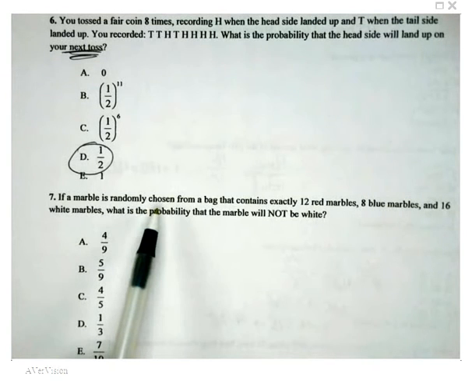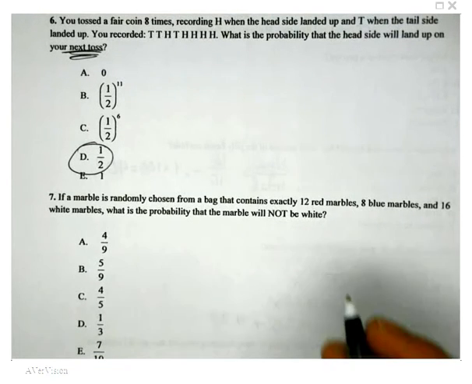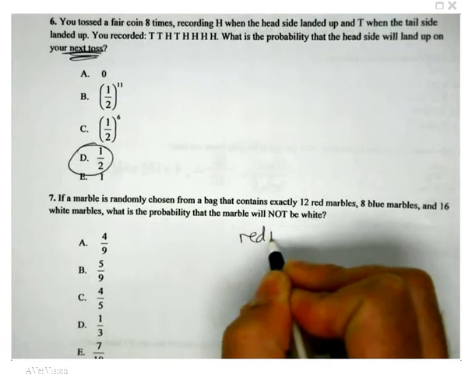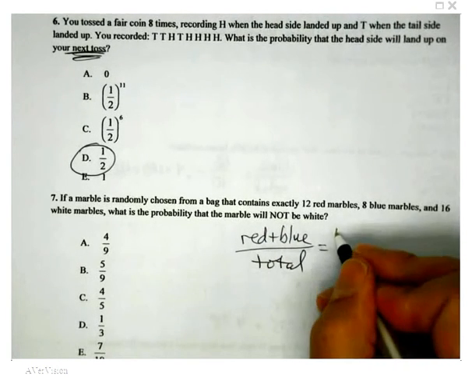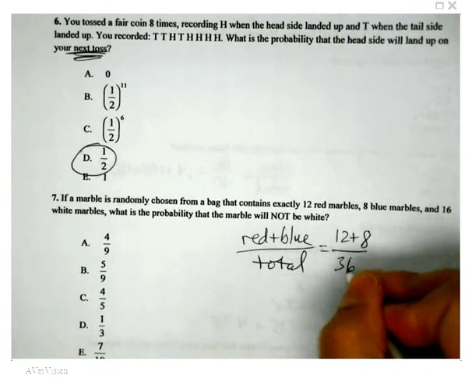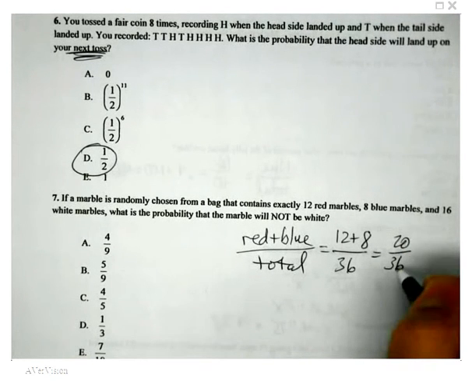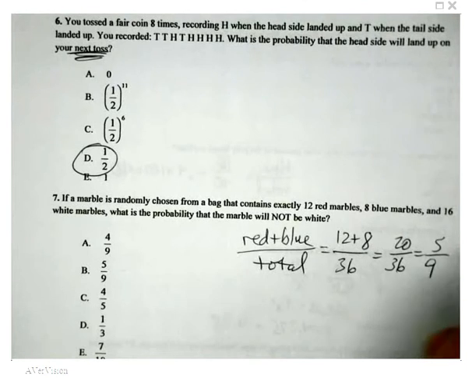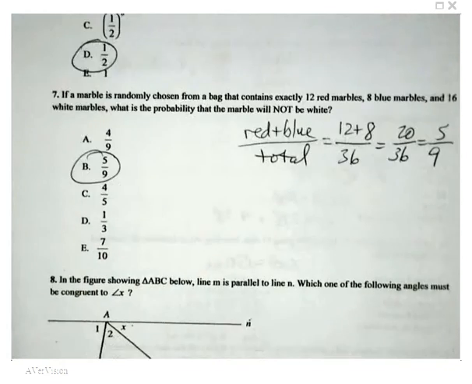Okay? If a marble is randomly chosen from a bag that contains exactly 12 red, 8 blue, and 16 white marbles, what's the probability the marble will not be white? Okay, not white would be red or blue over the total. Well, I've got 12 red and 8 blue, and I have a total of 36 marbles. 20 out of 36. I notice that's not one of my answers, and I go, oh, I can divide each of these by 4. 5/9, 5 out of 9, and I'm good to go. Okay, so it's just simple things and kind of taking your way along with this.